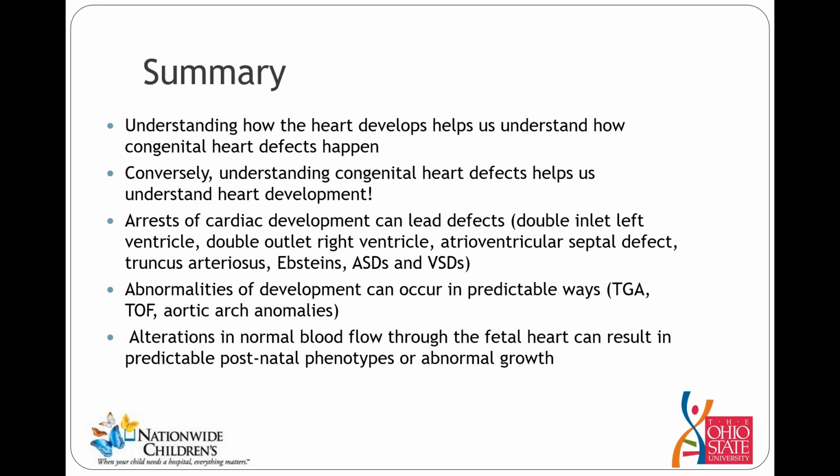Abnormalities of development can occur in very predictable ways. And so that's the transpo, TET, and aortic arch anomalies. And then finally, alterations in normal blood flow through the fetal heart can result in a very predictable postnatal phenotype of abnormal growth. So I realize that all went really fast.